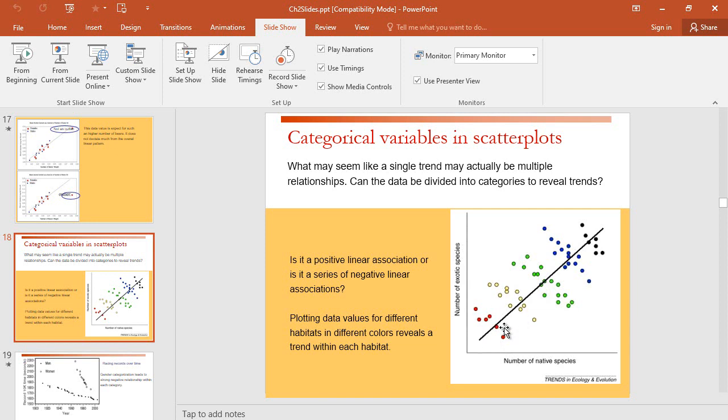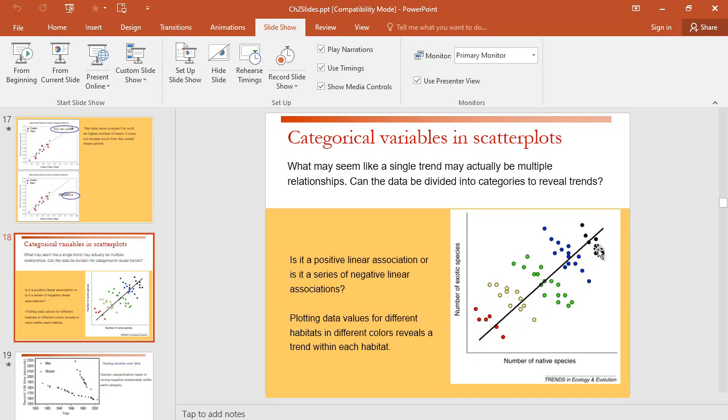So now there are 5 different habitats that we look at. Maybe we collected data from 5 different habitats, and the data points for each habitat are assigned a color. For one habitat, the data points are drawn in red. For another one, the data points are drawn in yellow, and so on. Once you put these colors in the picture, what you realize is that what seemed like a single relationship is in fact a bunch of negative relationships, right?